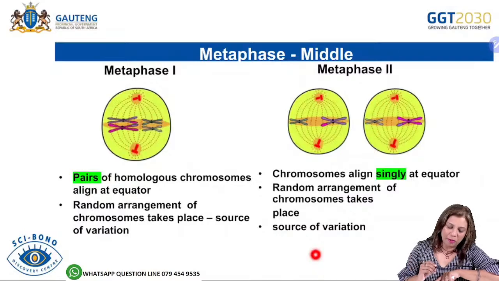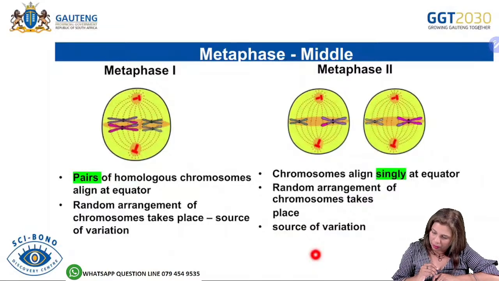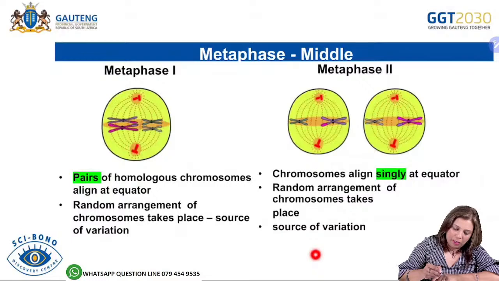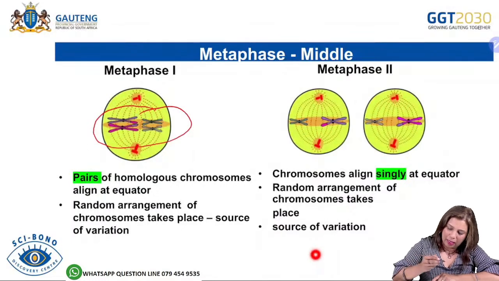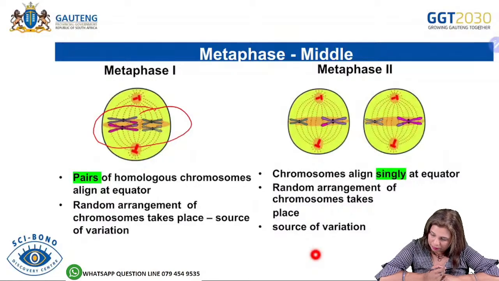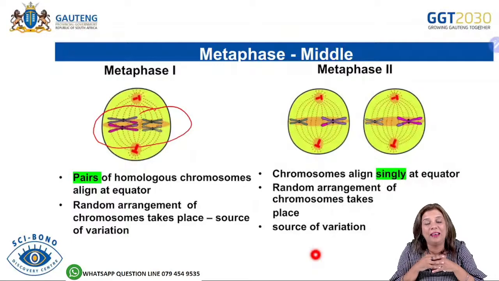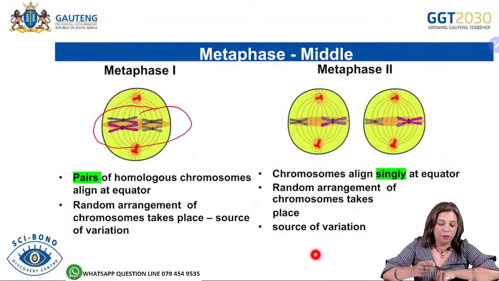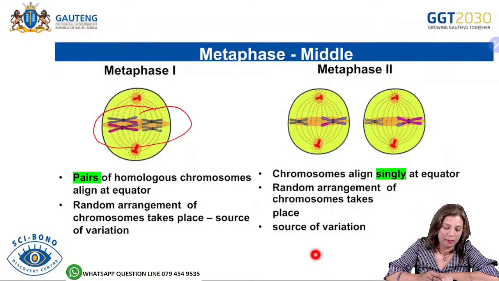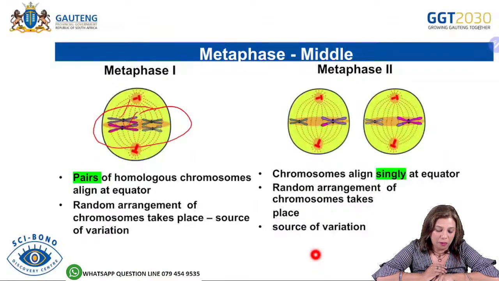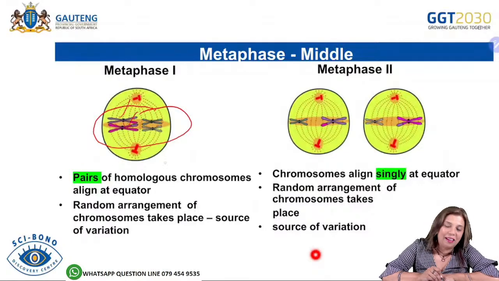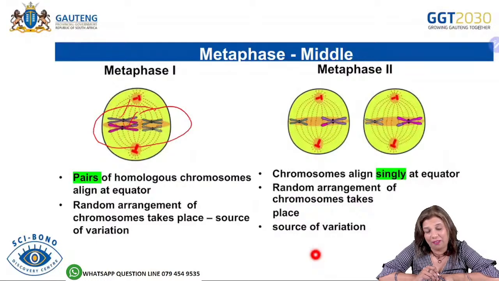So when it comes to metaphase 1, can you see the pairs of chromosomes that are aligning at the equator? Now there's no set pattern. The homologous chromosomes, they align next to each other. Can you see? They are in pairs here. They are in pairs here. So they randomly align. Now this is very, very significant.